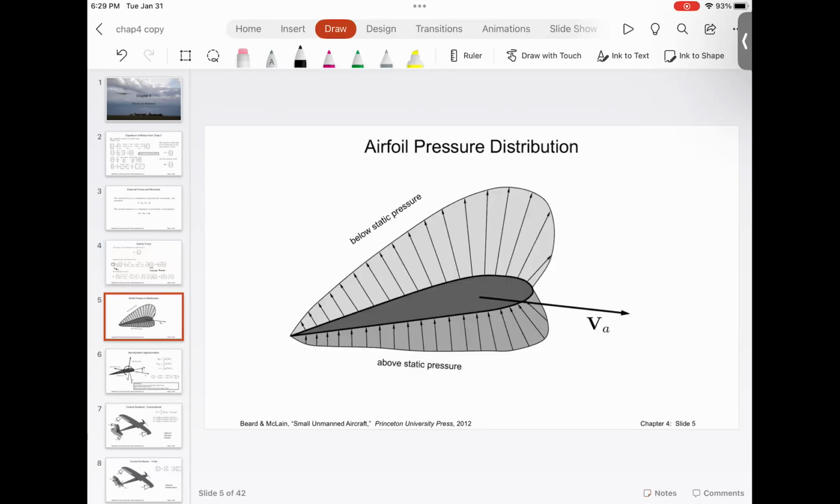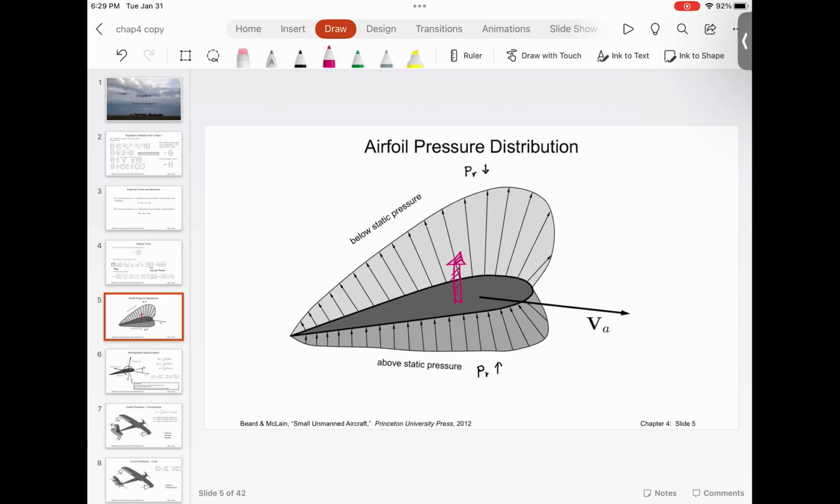Now, let's talk about the aerodynamic forces. If you look at an airfoil, it has this particular shape. And what happens because of the shape is you have the regions below the aircraft that have high pressure. So pressure is high. And you have the regions above the aircraft where pressure is low. So because of this uneven pressure distribution, this airfoil is going to experience a vertical force, which is called the lift.